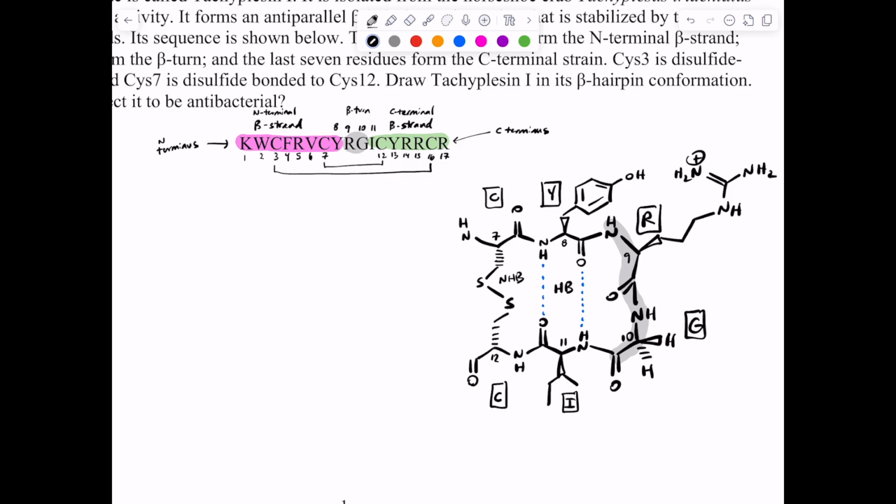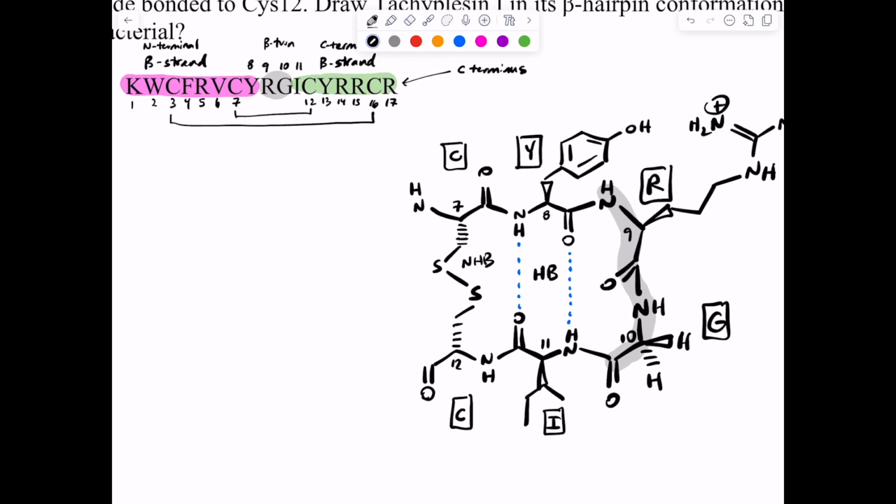You didn't know this was art class, but today it's art class. Father's Day is coming up, and I bet your dad would love a drawing of tachyplesin 1 from the horseshoe crab, antimicrobial compound. Dad, this is a beta turn. Thanks. Let me put that right there on the fridge.